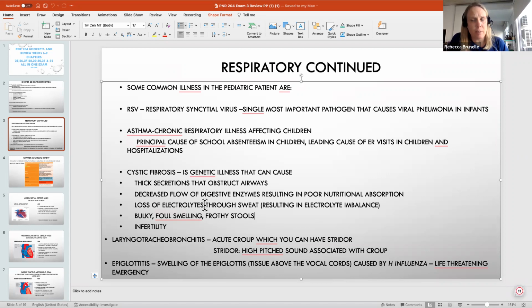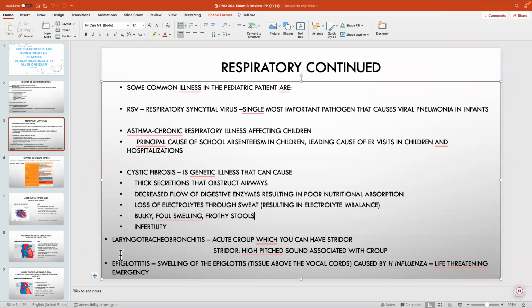So there's certain things about cystic fibrosis that make it different than other illnesses. It's genetically inherited. They have the thick secretions. It's both GI and lung. And then the infertility, the bulky stools, and then the salt. This is one of the few illnesses where they need a high salt diet because they lose a lot of salt in their sweat.